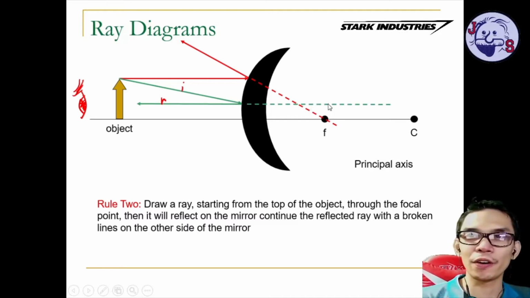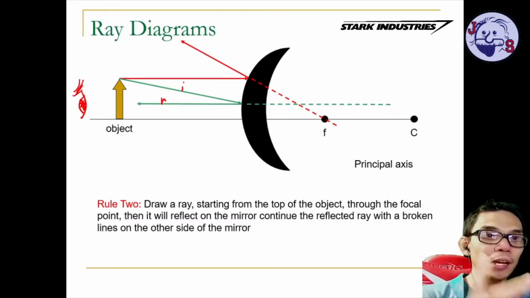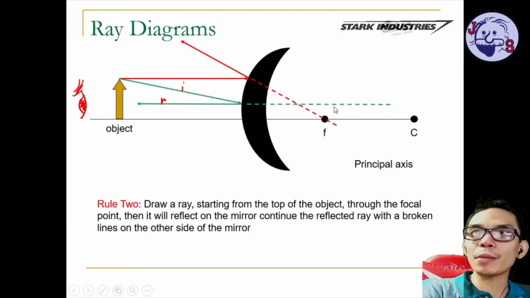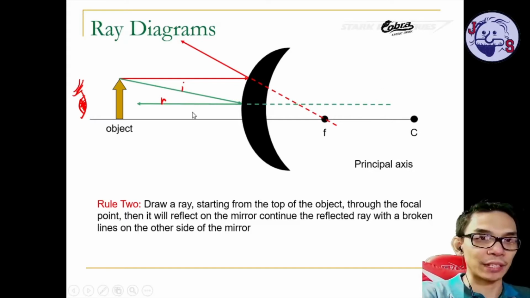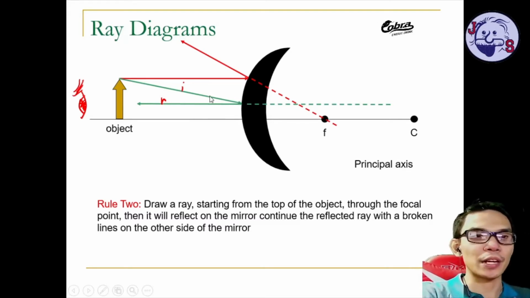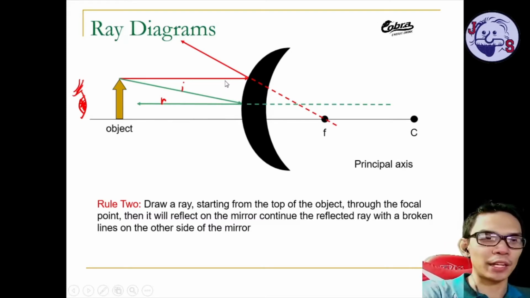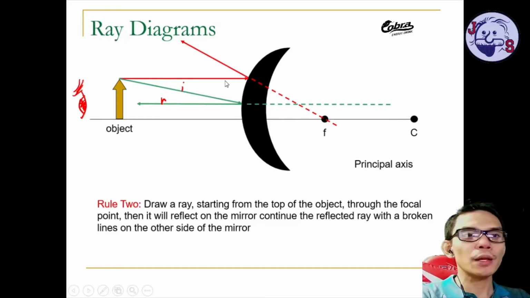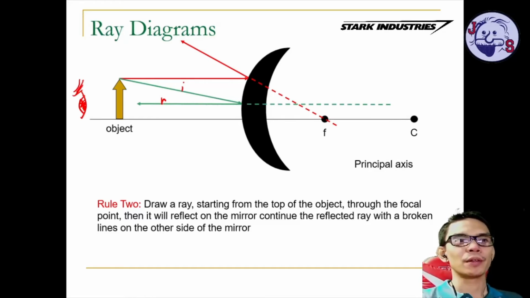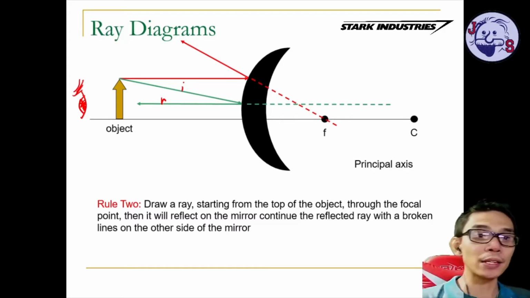Again, rule of thumb, the broken line must be the continuation of the reflected ray, not the incident ray. Now, if you use the incident ray to draw a broken line, you will be in a world of trouble. So that is the second line, called the focal ray, in a convex mirror.